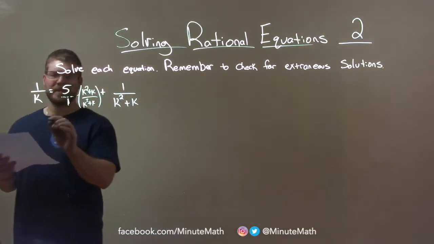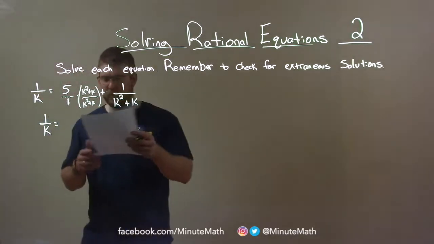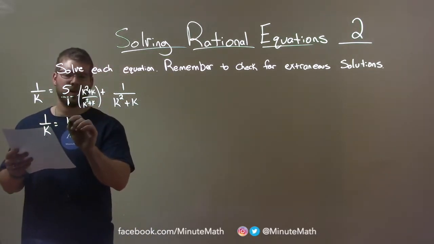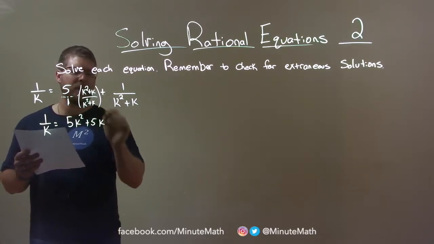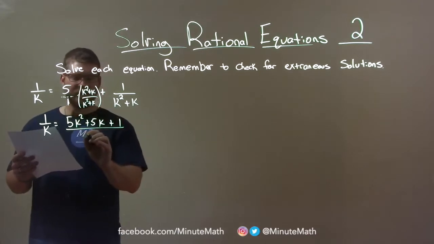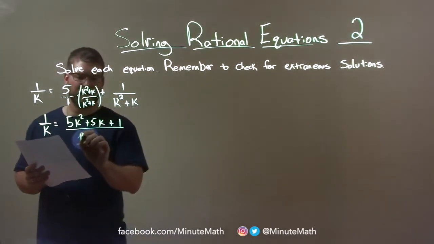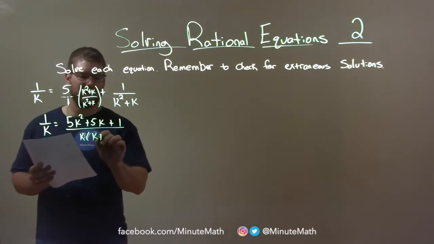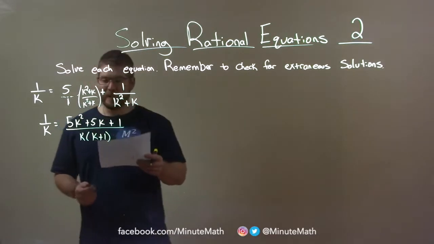Right there, over 1. So what that does, it allows me to combine this as one big fraction here. So we have 1 over k on the left here, and I multiply that out. 5 times k squared is 5k squared plus 5k. And then we have a plus 1 there all over our denominator, which is k squared plus k, right? But I'm actually going to pull out a k. So we have k times k plus 1. Same thing. We will see why in a minute why I'm doing that.